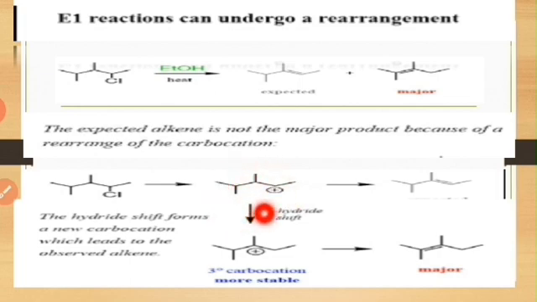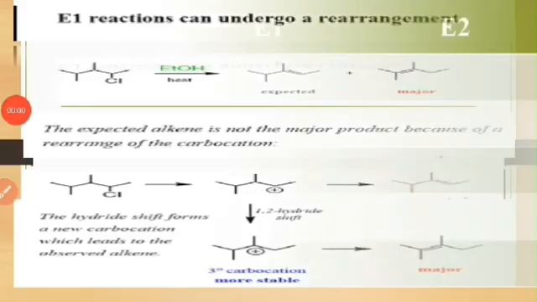This can be well explained by the rearrangement of the initially formed less stable carbocation to the more stable secondary carbocation by the 1,2 hydride shift, which then loses a proton and forms the substituted alkene, that is the more stable alkene. Thus it may be noted that when more than one alkene can be formed, the preferred product is the more stable one, and it follows the Zaitsev rule.